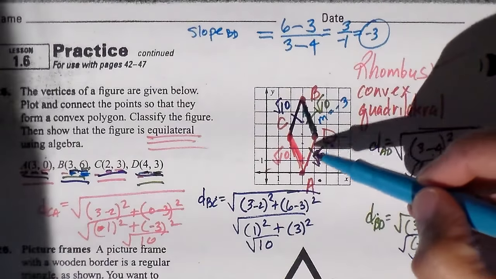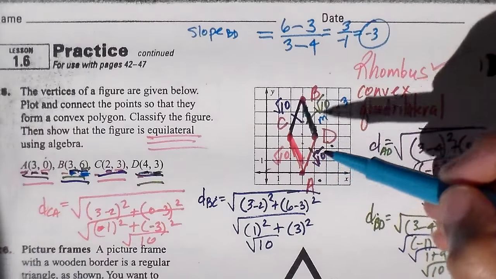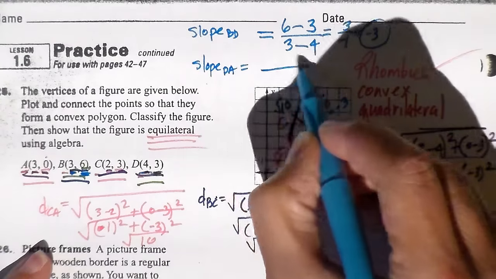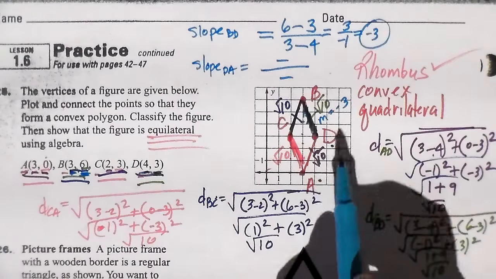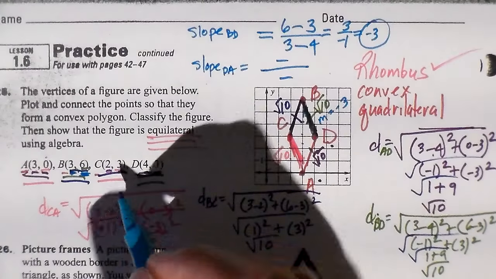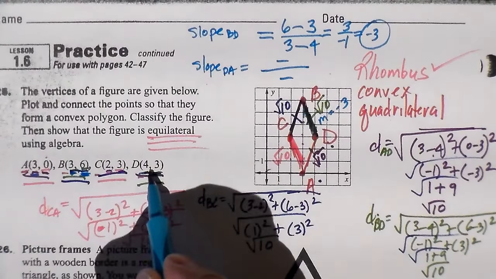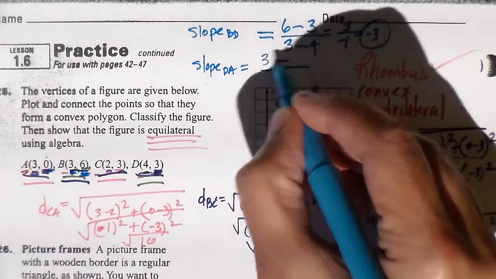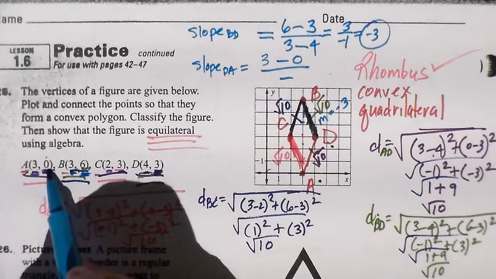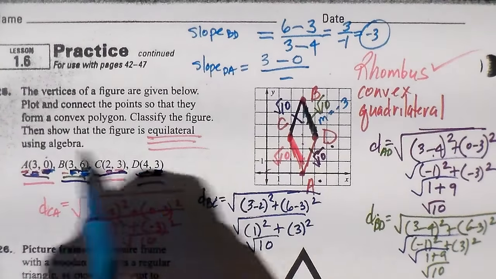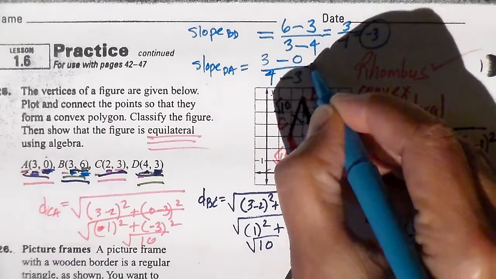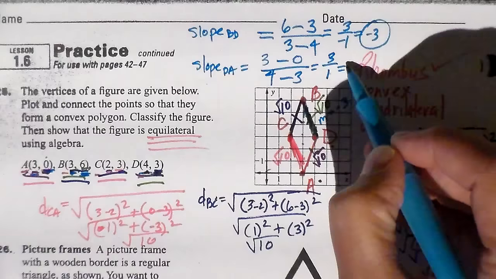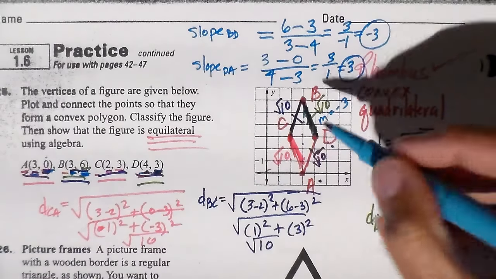So let's find the slope of DA. The slope of DA, again, change in y over change in x, and we're doing DA. So I've got 3 minus 0, or you could do 0 minus 3, it doesn't matter. I chose D first, so 3 minus 0, which means I have to choose the 4 first, 4 minus 3. So I've got 3 on top and 1 on the bottom, so the slope is 3. Now let's compare.